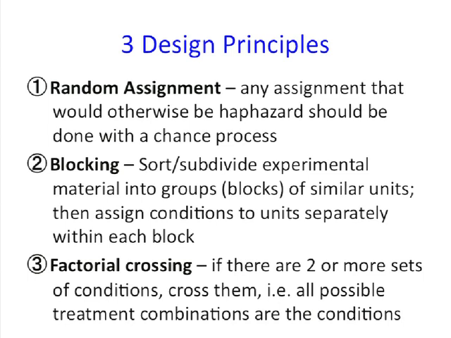And the third design feature is called factorial crossing. That's when you might have more than one type of condition or set of conditions that you want to compare. We'll get to an explicit example of this, but it says I want to look at every different possible combination of levels in each of the conditions. And that's what it means by crossing.